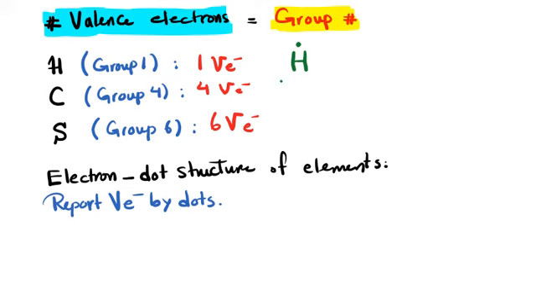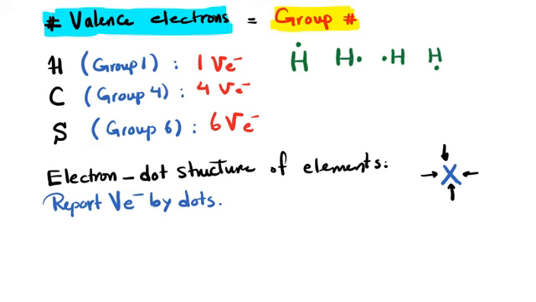One possible question: can we draw it like this or like this? How about that one? The answer is absolutely yes. You can draw the dot on any side of the element. For each element, we have 4 sides, so you can add electrons on the top, bottom, left, or right. In all of them, we understand hydrogen has one valence electron.